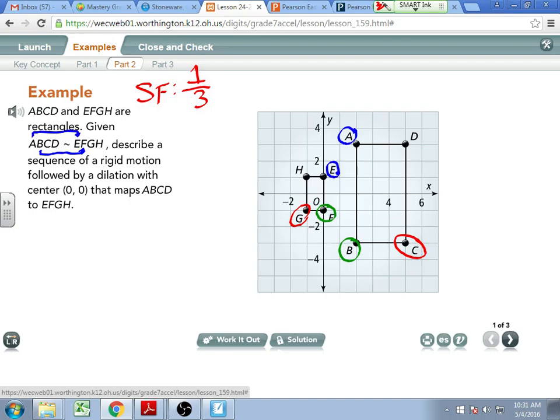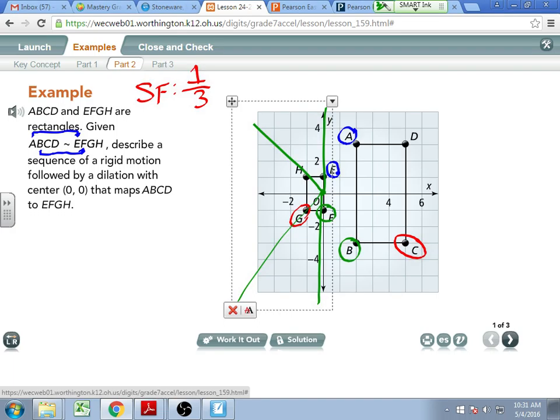Do we have any easy points or indicator points that help me know where I'm trying to get to? Think about working backwards. If we know our dilation center is at 0, 0, then I know that those rays from my origin point would have to line up. That's not a good one. That's not a good one either. Close.